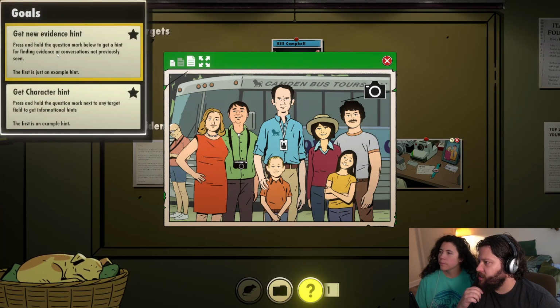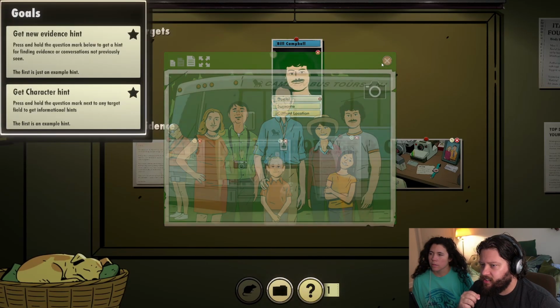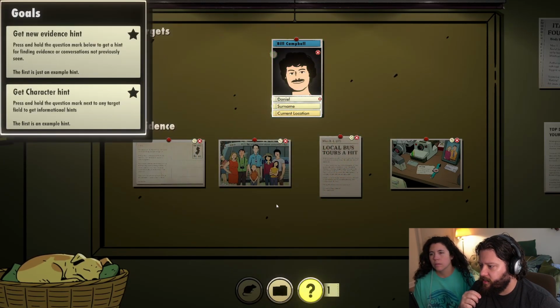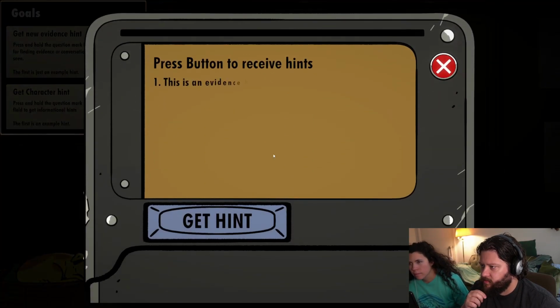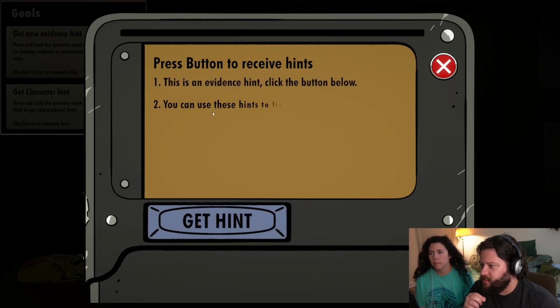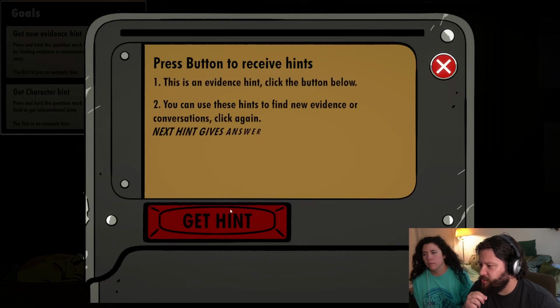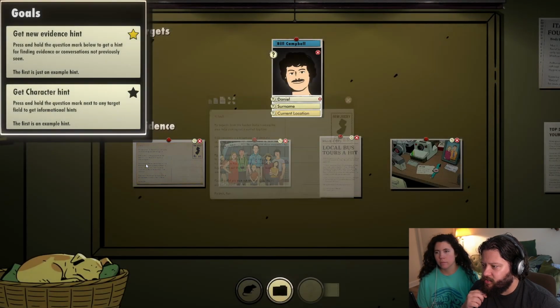Press and hold the question mark to get a hint for finding evidence or conversations not previously seen. The first is just an example hint. Get a character hint. Press and hold the question mark next to any target field to get information hints. Okay, so, evidence hint. This is an evidence hint. Get hint. You can use these hints to find new evidence or conversations. Next hint gives an answer. The last answer will give you the full solution, how to find it. Okay. So let's actually look at what we got here.